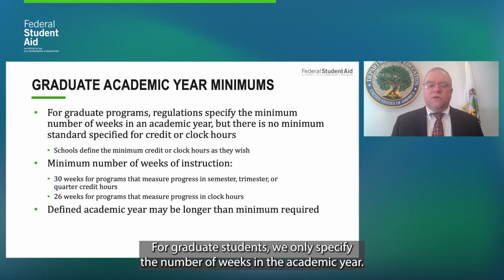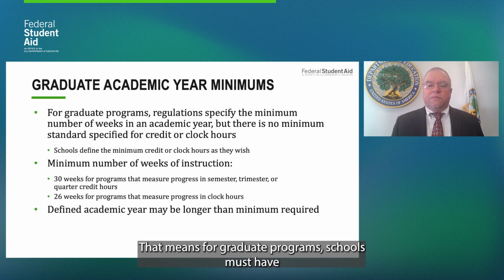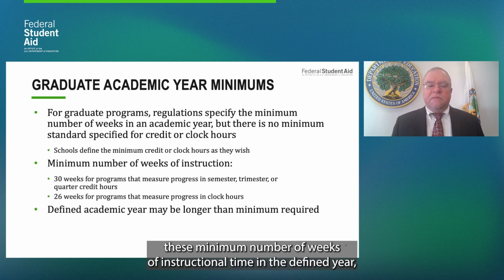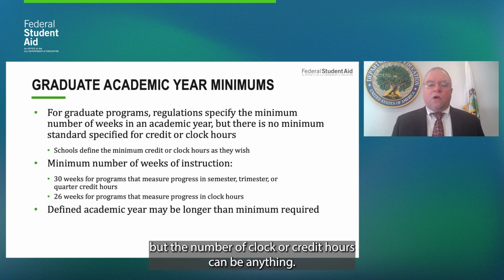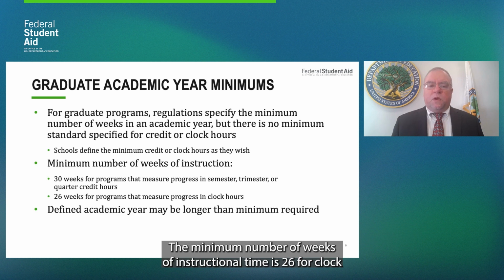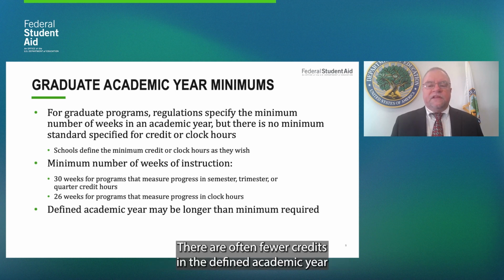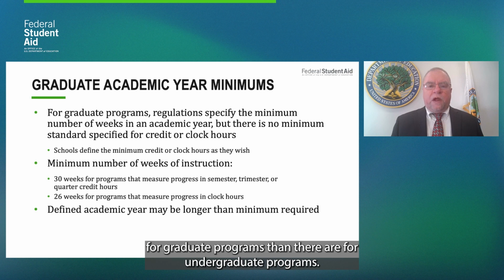For graduate students, we only specify the number of weeks in the academic year. We do not establish minimum standards for clock or credit hours. That means for graduate programs, schools must have these minimum number of weeks of instructional time in the defined year, but the number of clock or credit hours can be anything. The minimum number of weeks of instructional time is 26 for clock hour programs and 30 weeks for credit hour programs. There are often fewer credits in the defined academic year for graduate programs than there are for undergraduate programs.